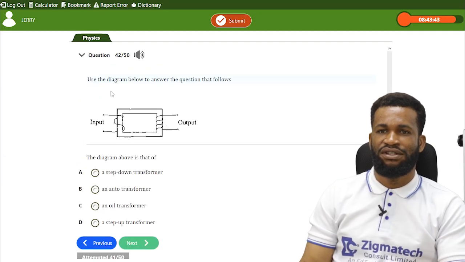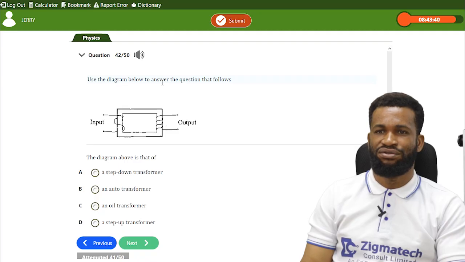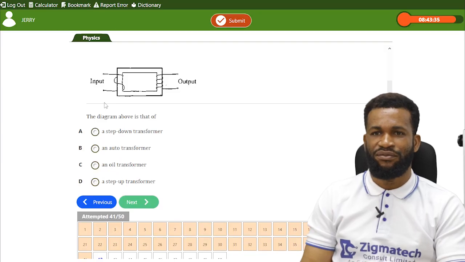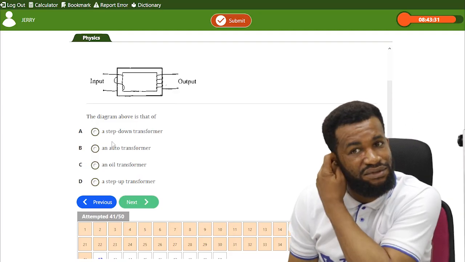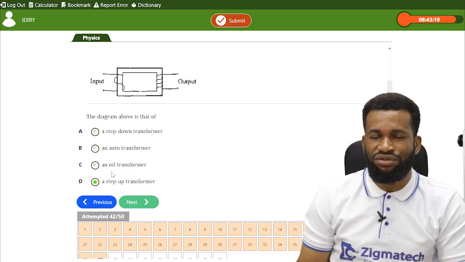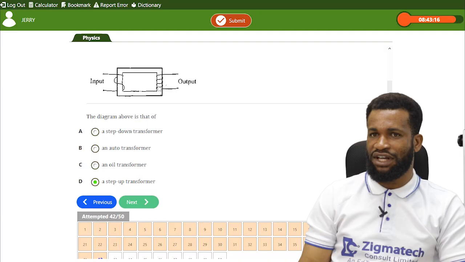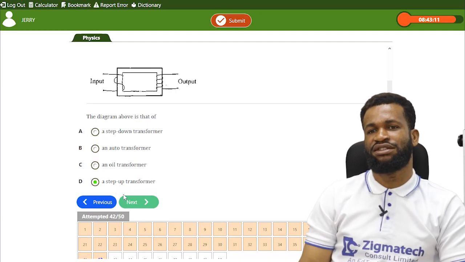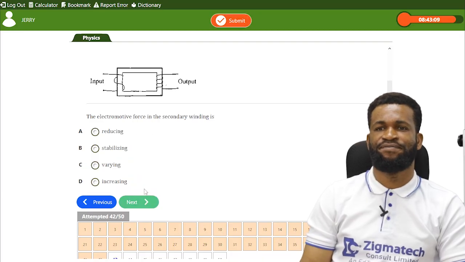Yeah. Now, use the diagram below to answer the questions that follow. This is the input and this is the output. The diagram above is that of a step down. No, it can't be a step down because this is the output. An auto transformer, no. An oil transformer, no. A step-up transformer. I'm going to choose a step-up transformer because the coils are many in the output. So this is the secondary output and this is the primary. So step-up transformer is my take.